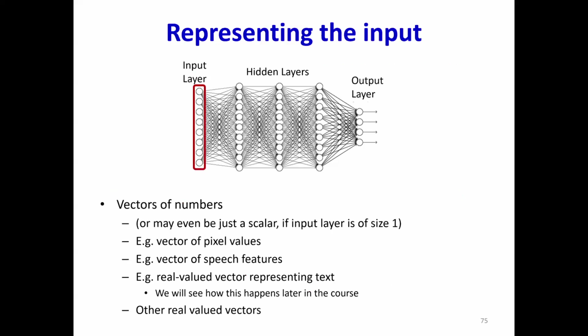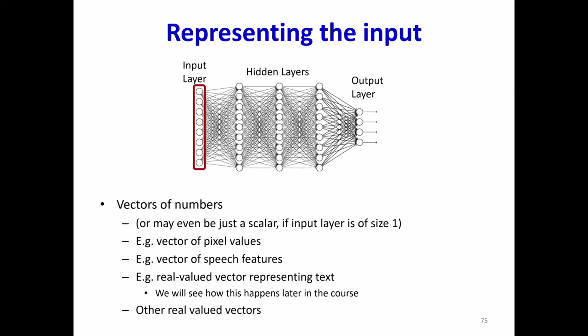So what is the input? Now remember, we're dealing with numbers, so it must be a vector of numbers. And these are often very easily derived. It could be a vector of pixel values, or a vector of speech features derived from a speech signal, or a numeric vector-based representation of text. Even when you're dealing with text, eventually you're going to have to convert it to a numeric vector representation in order to feed it to the network.